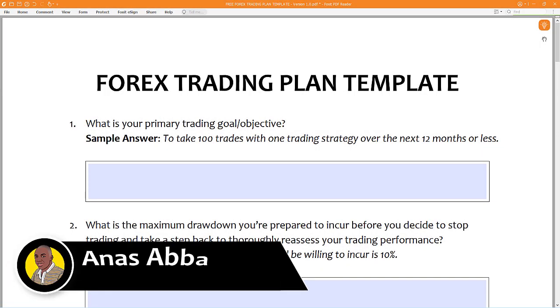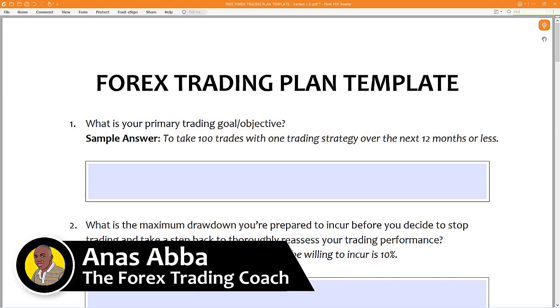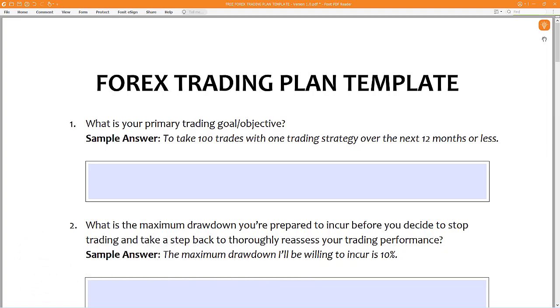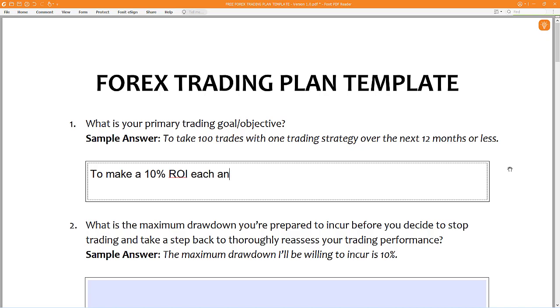One of the first things you'll need to do when you go about creating a forex trading plan is to set a goal. And since we are trading the forex markets to make money, my guess is you're probably thinking to yourself that your goal should be something along the lines of making a 10% return on investment on your trading capital each and every month, right?